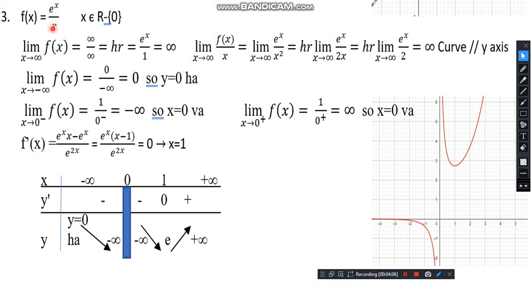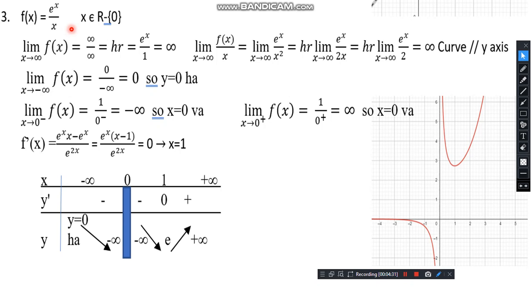Now the curve e^x over x, limit as x tends to infinity. This is infinity over infinity, but e^x is stronger. If you divide it by x, it is certainly exponentially stronger. And if you do L'Hôpital's rule twice, it will be infinity, parallel to the y-axis. As x tends to minus infinity, e power minus infinity is 0 over minus infinity, which is 0, so you have y equal to 0. But in the domain, x cannot be 0.